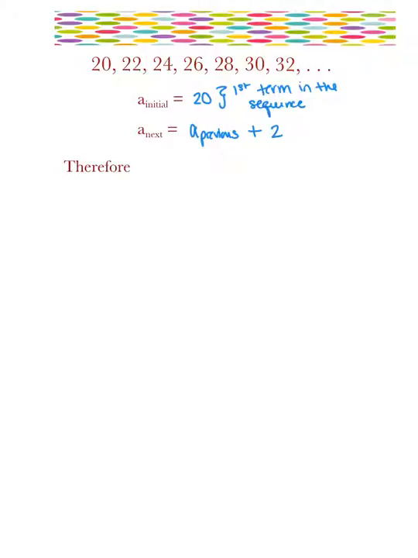Therefore, we get our recursive notation for a sequence. It's going to look like this. I'm going to use a set bracket because this is a set of values. I'm going to set my first initial value, A sub 1, equals 20. And then I'm going to set my rule. So when I set my rule, I'm going to say A sub n, because A sub n stands for the nth term in the sequence.